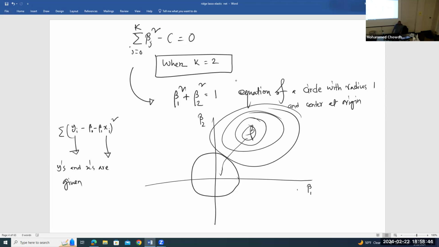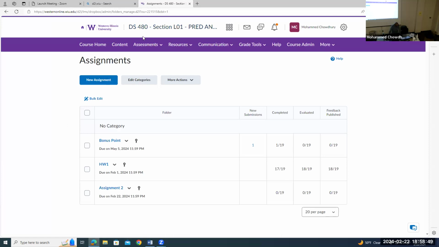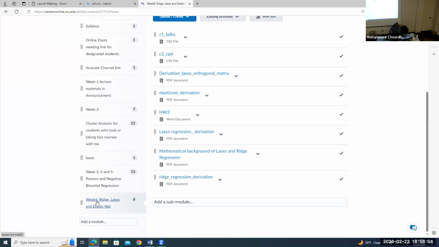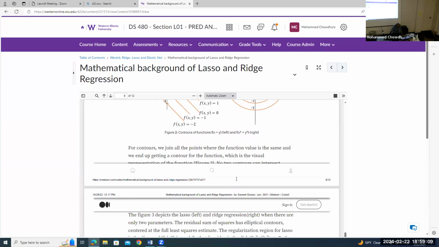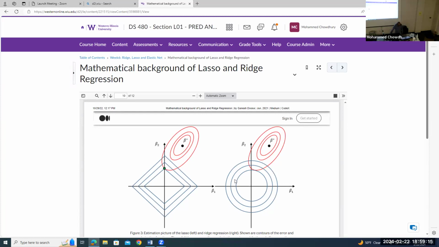If I want to show you more, let me log into the content. Today is week 6. Let me see, this regression derivation, the mathematical background of ridge regression. I hope it will be in there. Show me the graph. If you read these things, I think a better graph is in there. So it is mentioned in here.